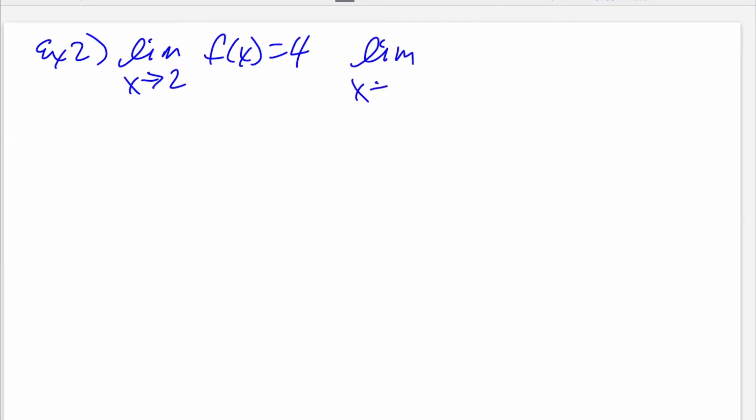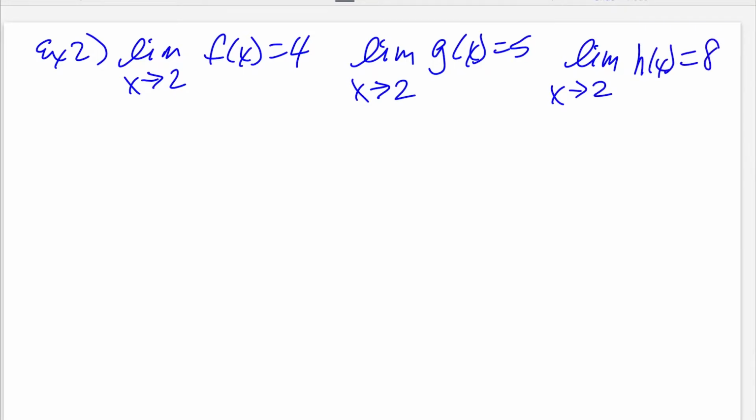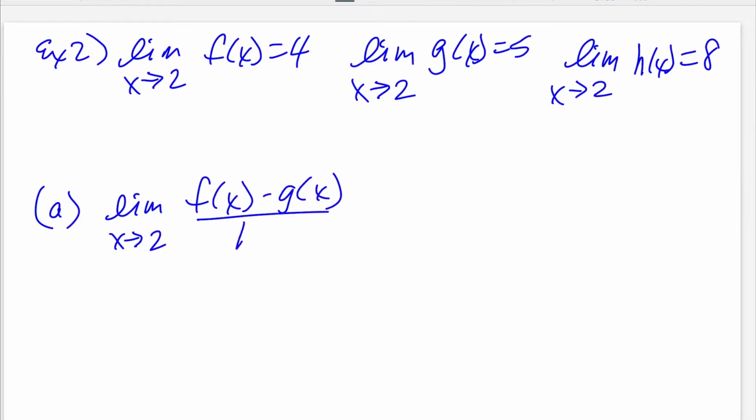So we've got all of our limit laws. Let's look here at example 2 so that we can work these examples and see exactly how this all plays out. I'm told that the limit as x approaches 2 of f of x is equal to 4, the limit as x approaches 2 of g of x is equal to 5, and the limit as x approaches 2 of h of x is equal to 8. With this, I want to determine the limit as x approaches 2 of f of x minus g of x over h of x.